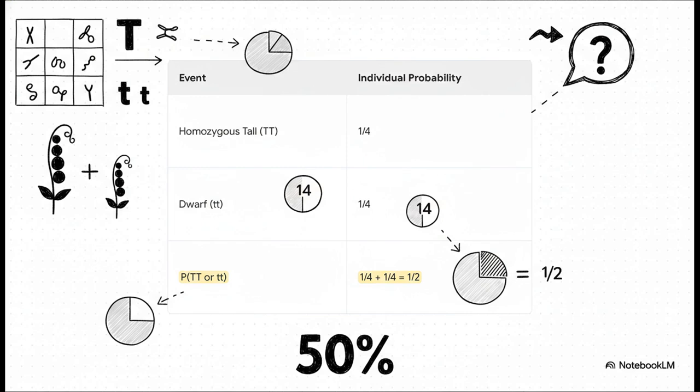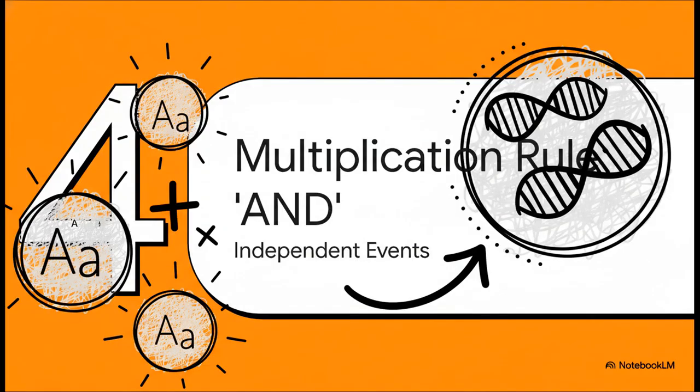And this table here lays it out perfectly. If you map out all the possibilities, you'll see the chance of an offspring getting 2 big T genes is 1 in 4. The chance of getting 2 little t genes is also 1 in 4. And since we're asking for one or the other, we just use our addition rule. 1/4 plus 1/4 equals 2/4. That simplifies to 1/2, or a 50% chance. Okay, so that's the OR rule.